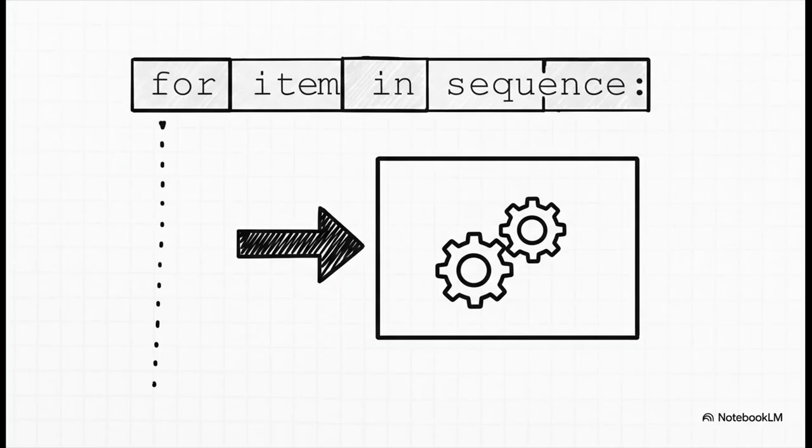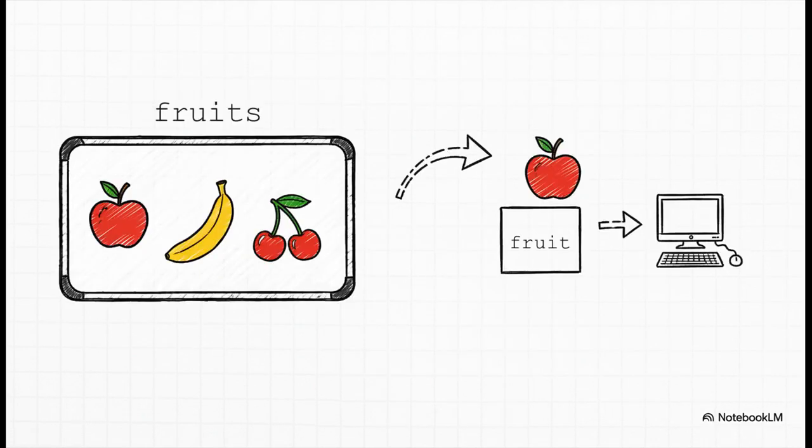And the syntax, it's beautifully simple. You just say for some temporary variable in whatever sequence you want to go through. That colon at the end and the indented block of code underneath are super important. That indentation is how Python knows exactly what code is inside the loop. Let's see it in action.